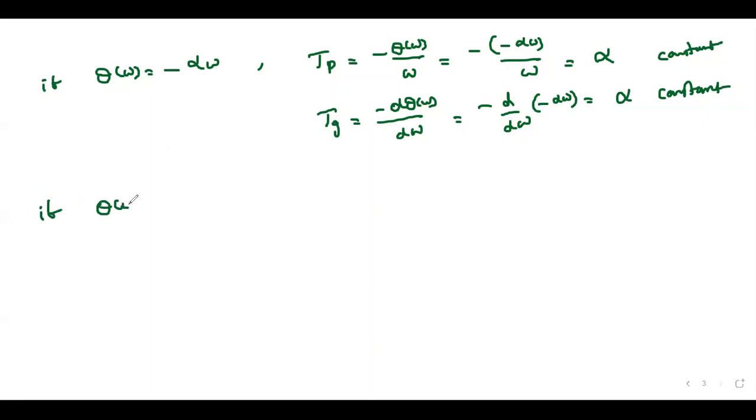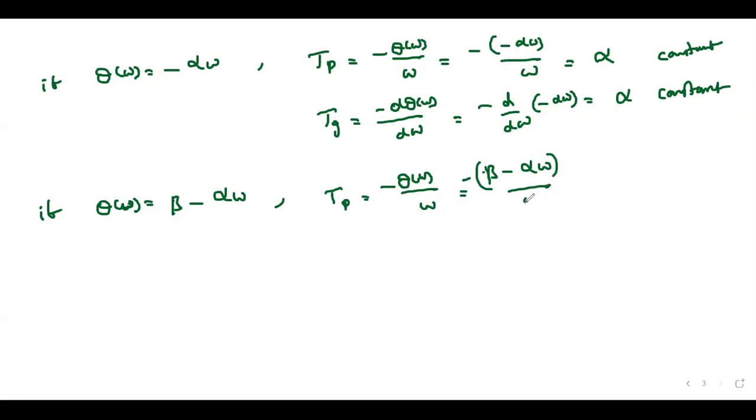Suppose this phase response theta of omega is equal to beta minus alpha omega. That means minus alpha omega is shifted by an amount of beta. At this point, the phase delay is equal to minus theta of omega by omega. That is equal to minus of beta minus alpha omega by omega. This is not giving any constant. This will give you minus beta by omega plus alpha, which is not equal to a constant. Still, it is in terms of omega. So here phase delay is not constant.